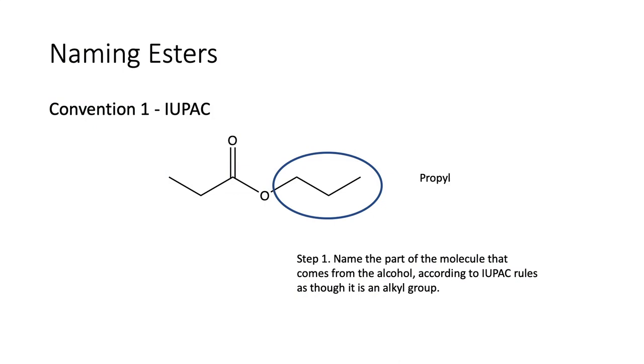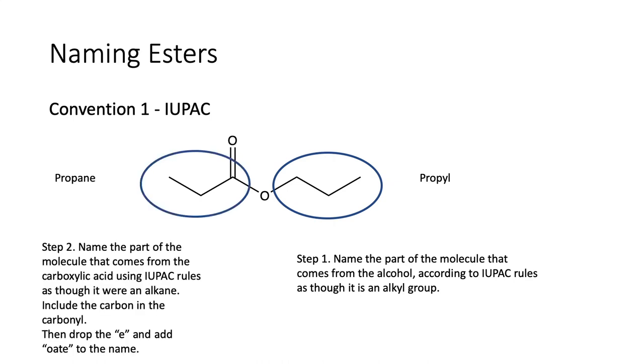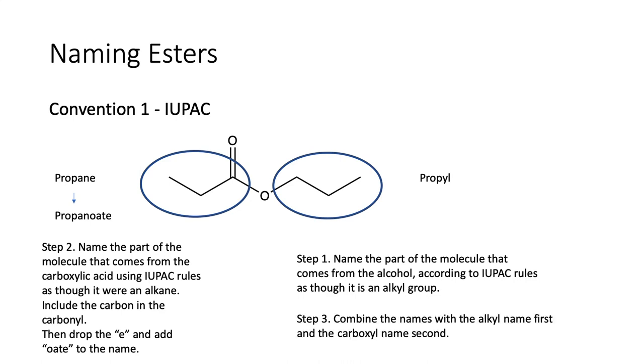It has 3 carbons. The second step is to look at the other half of the molecule, and you want to name it as though it is just an alkane, and count up all the carbons, including this one attached to the carbonyl. So you have 1, 2, 3 carbons over here as well, so that would be propane. And then you want to drop the E off the end of the name and add -oate, so propanoate. So the IUPAC way to name this thing is then to combine the names, so you'll get propyl propanoate.